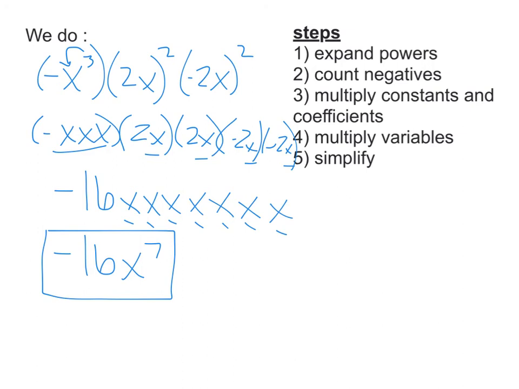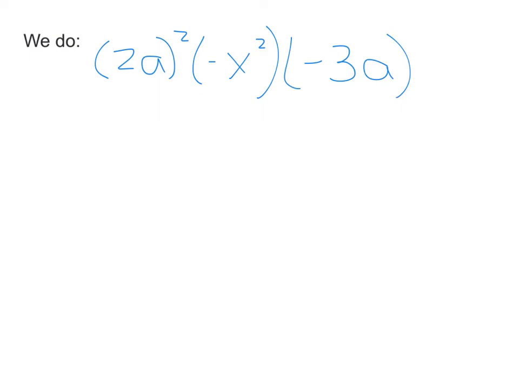Let's do another one together. This time I'm going to take away the steps and see if you can work with me without having them on the screen. So the example that I have for you is 2a squared times negative x squared times negative 3a. All right. So this one is a little different because there's 2 different variables, but I'll show you how to work with that. It's not too big of a deal.